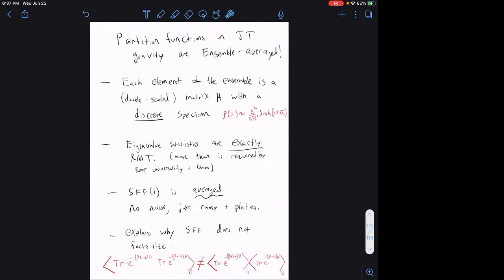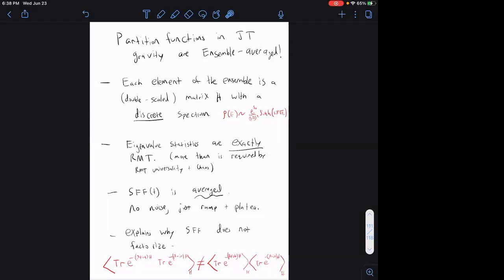So each element of this ensemble of random matrices is a double-scaled matrix H, so it has an infinite number of eigenvalues, but each matrix has a discrete spectrum. For a typical matrix H in this ensemble, the density of states looks like a discrete approximation to this sinh of root E formula for JT gravity. And then on average, the density of states averaged over these discrete approximations gives you this continuous function.